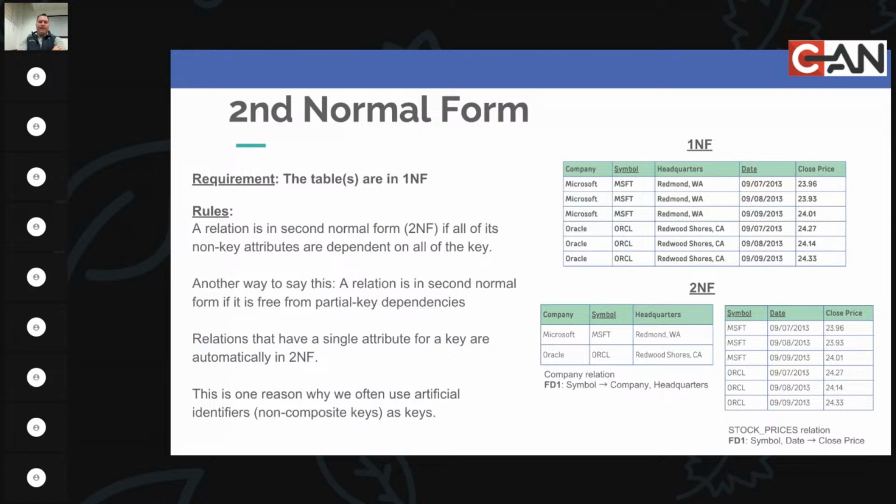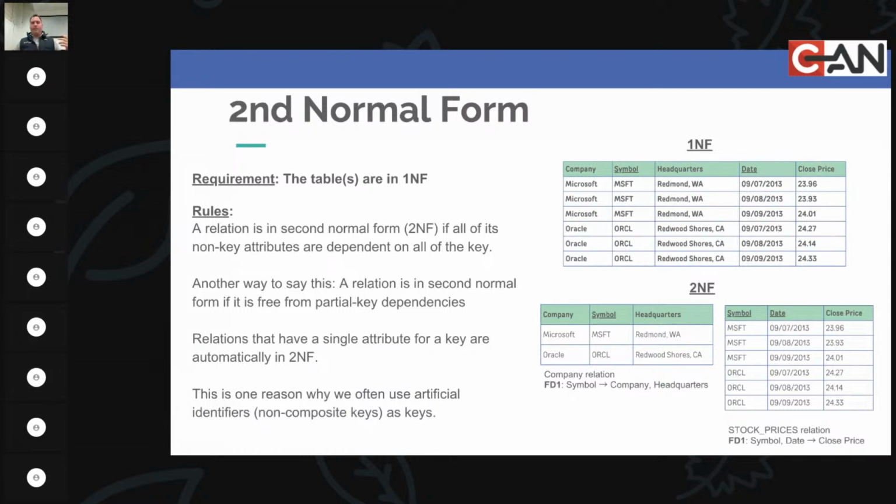A relation is in the second normal form if all of its non-key attributes are dependent on all of the key. So this one, as you read through it, may not make sense here. Why does this matter? It prevents partial dependencies. Each piece of the data relates to the whole unique identifier, reducing redundancy, ensuring that the data tied to one part of the identifier is stored in a separate and relevant table.